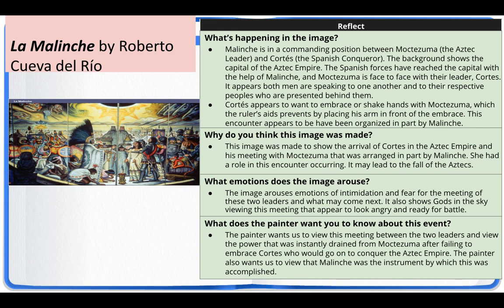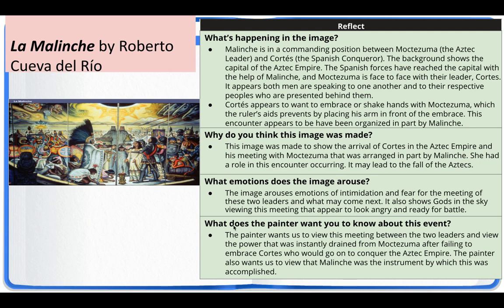So there are certainly some emotions that the viewer of this painting would feel as they closely read and analyze the different aspects of it. Certainly, one would feel emotions of intimidation or fear for the meeting of these two leaders and what may come next. And also the idea of these gods in the top left and right hand corner in the sky viewing this meeting, they appear to look angry and ready for battle, leading us to think that something dark may be ahead for these two groups of individuals.